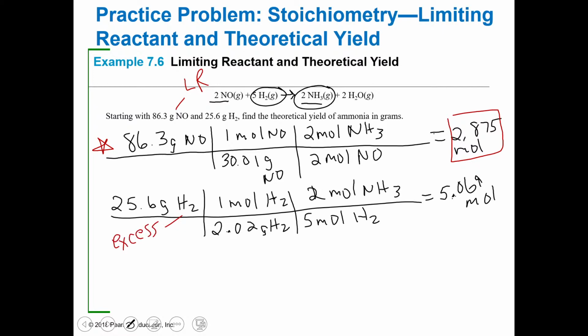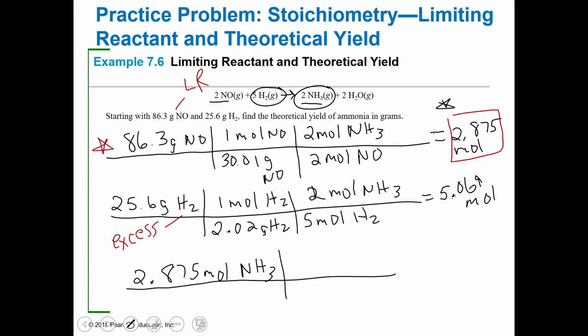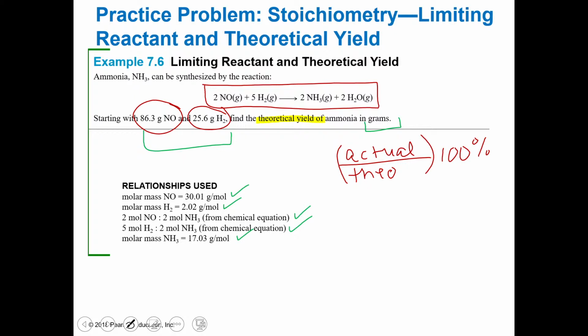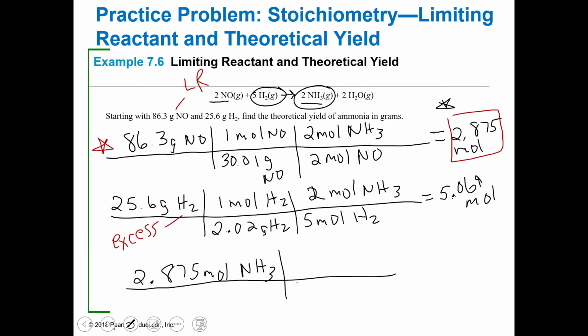So now that I know how many moles I could possibly get, I'm going to go ahead and now convert this to grams. And I'm going to convert it to grams because that's what it asks us for. This is a mass-to-mass problem. So my molar mass is 17.03.